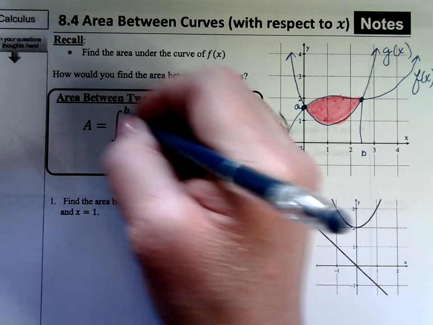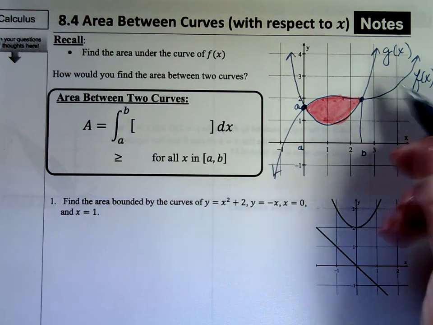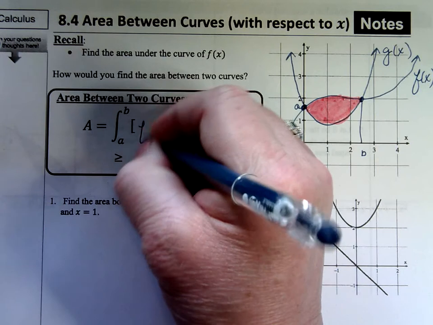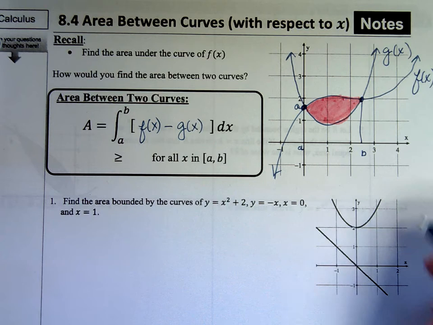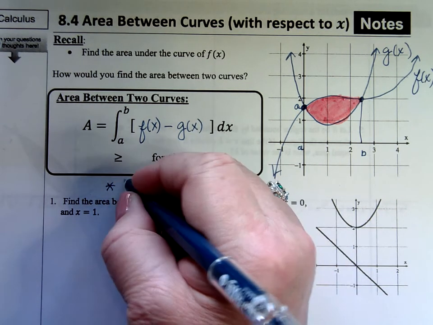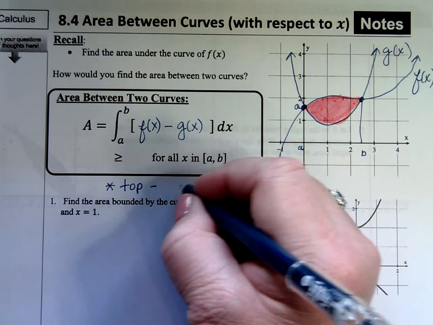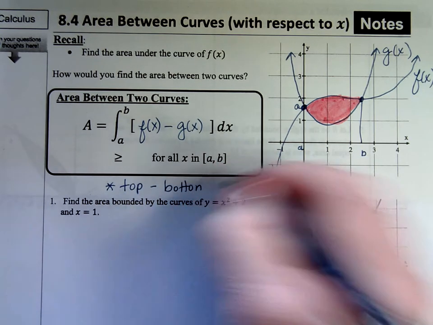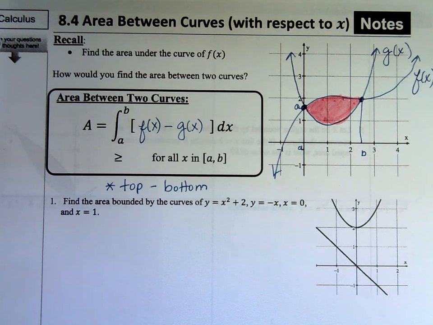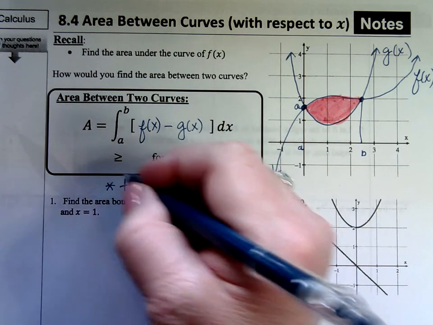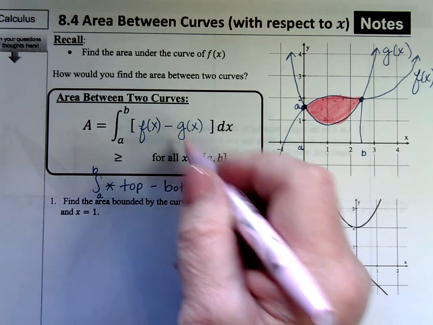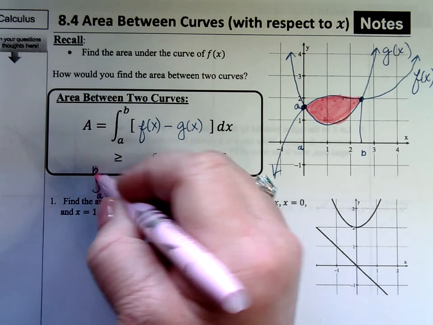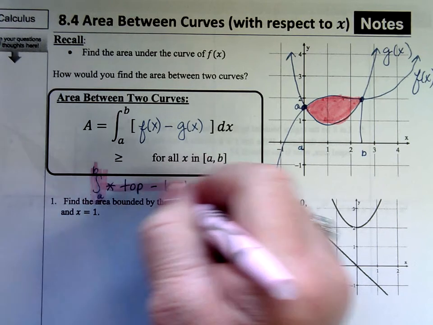So you're looking for the integral going from a to b of, it's always the top function, f of x, minus the bottom function. So the big thing to remember is it's the top function minus the bottom function, going from a to b. And that's really the formula. So you don't necessarily have to remember f of x minus g of x. What you do need to remember is top minus bottom.